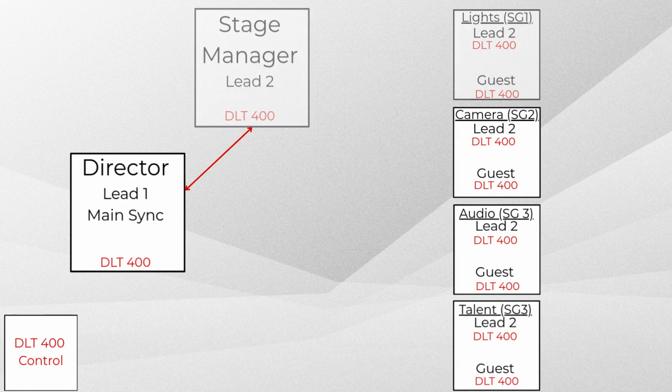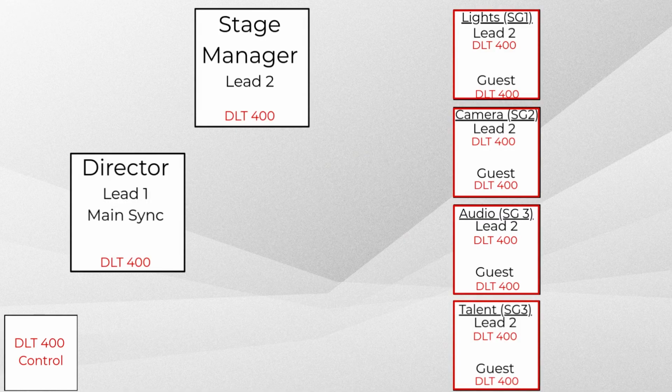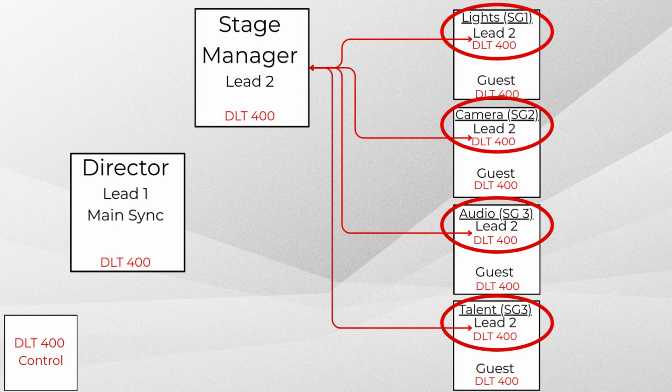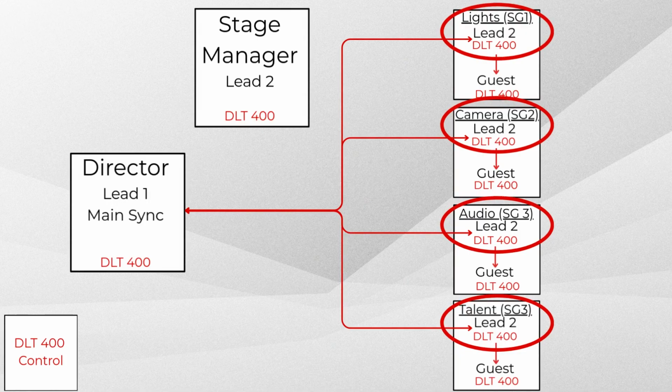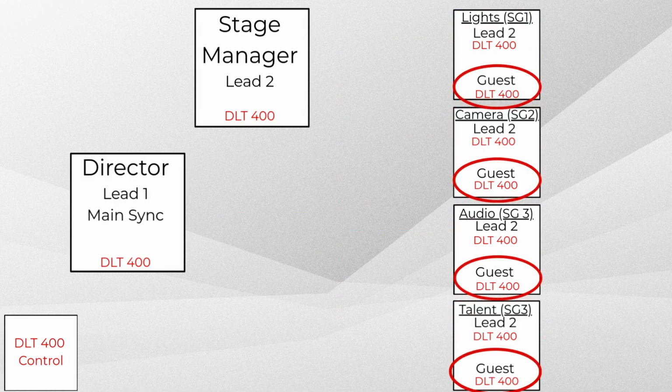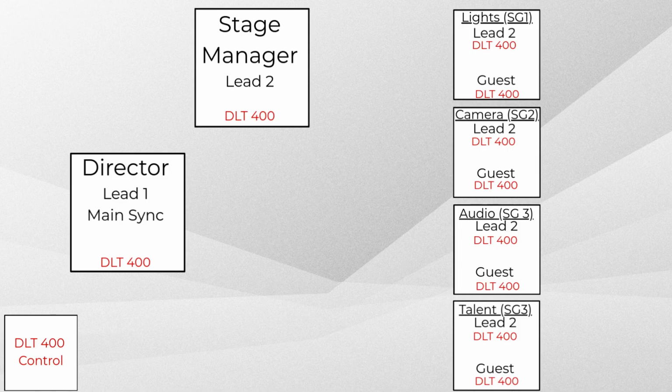Each technical crew, lights, camera, audio, and talent, includes one team member with a DLT400 ACM set as Lead 2. These crew leaders can speak privately with the director and stage manager, as well as communicate directly with their own team. The remaining crew members in each group are equipped with DLR receivers. These devices allow them to listen to instructions from the director, stage manager, and their designated crew leader, but they cannot transmit.